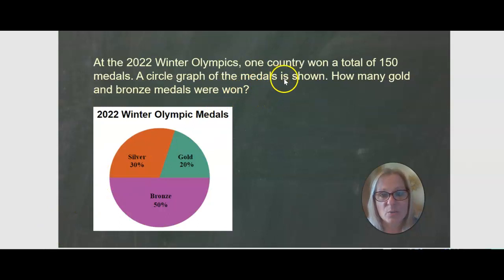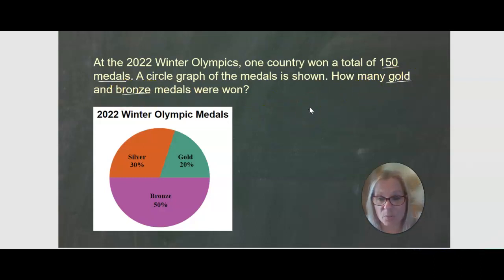All right, I've got one more for you. At the 2022 Winter Olympics, one country won a total of 150 medals. How many gold and bronze medals were won? Okay, so 150 medals, right? That's the total. So of the 150 medals, 30% were silver, 20% were gold, 50% were bronze. It asks how many gold and bronze medals were won.